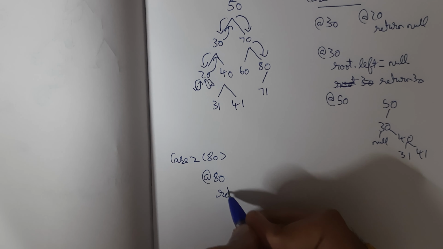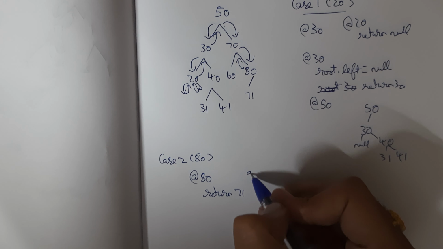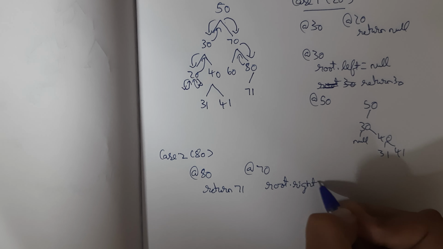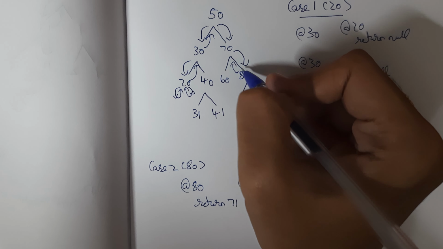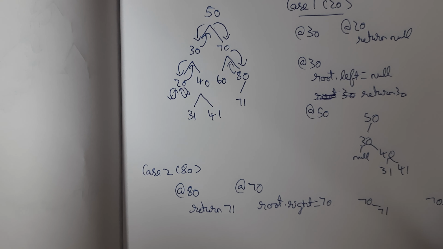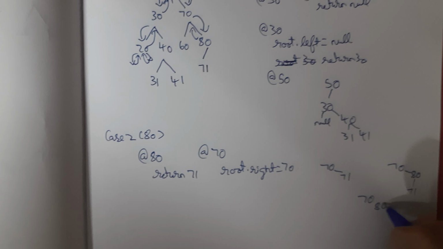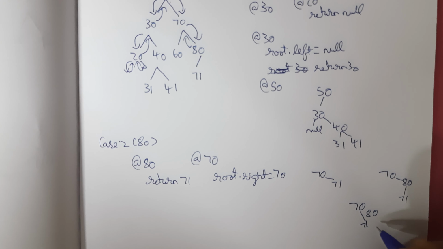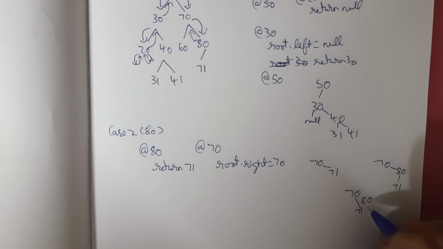Since the right subtree is null, we return the left value. So we are going to return node 71 back to 70. So at 70 what's going to happen is root dot right is now going to be 71, because 70 that was pointing to 80 earlier will now be pointing directly to 71. 70 and 80 used to be connected, with 71 below 80, but now 70 will be directly pointing to 71. So that is what has happened here. So the 80 over here has been completely removed.